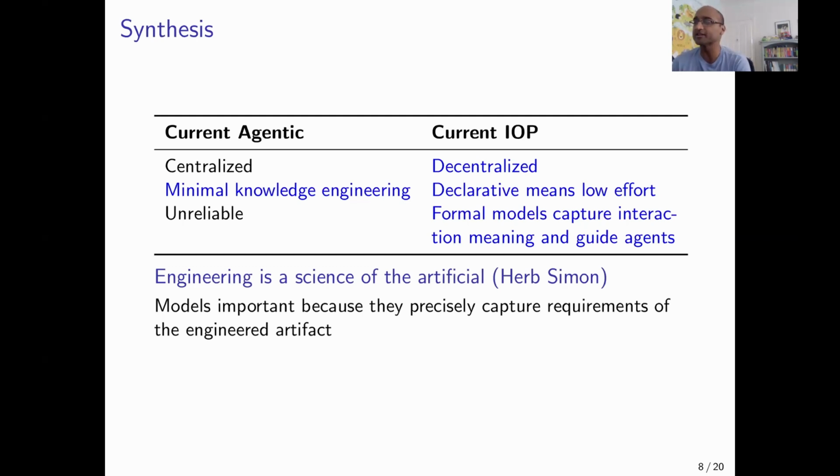So engineering is a science of the artificial. We all know that, it was articulated by Herb Simon in the 70s. And I think models are important because they precisely capture requirements of the engineering artifacts. I think we cannot leave all requirements to things like prompts and so on. They are imprecise, they're vague. And therefore, I think there's an opportunity to synthesize these two approaches. We bring models into agentic, not heavy, not low level, but high level declarative models.